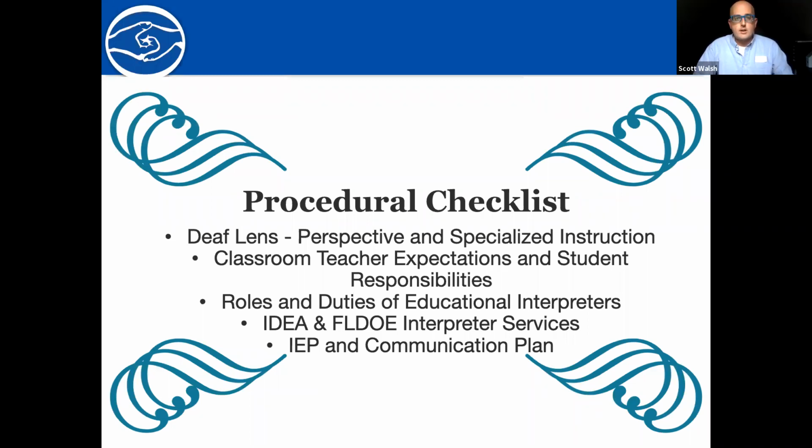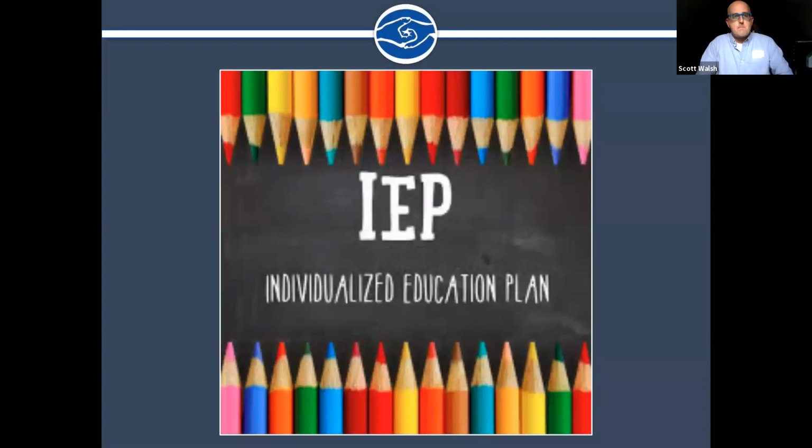For our last point of discussion, we will cover the IEP and communication plan. The Individualized Education Plan, IEP, serves as a document that guides the team to ensure that all areas of the student's needs are being addressed throughout the educational environment. Over these next several slides, we are going to explore the different sections of the IEP and how they impact the role of the educational interpreter.